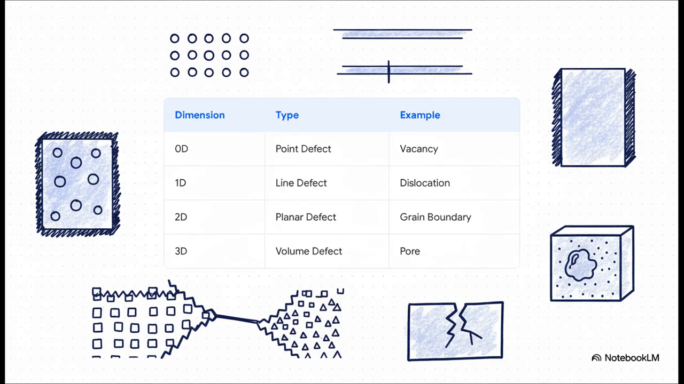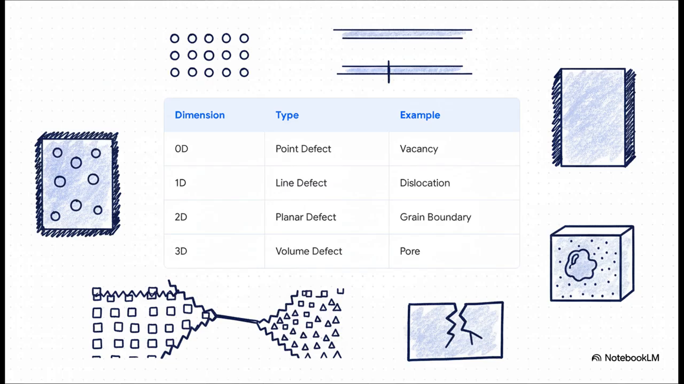We can actually categorize them by their dimension. You've got your zero-dimensional or point defects, which is like a single atom just missing. That's called a vacancy. Then there are one-dimensional line defects called dislocations. You can go up to two-dimensional planar defects like the boundary between two different crystal regions.